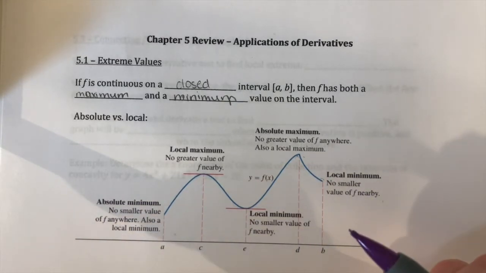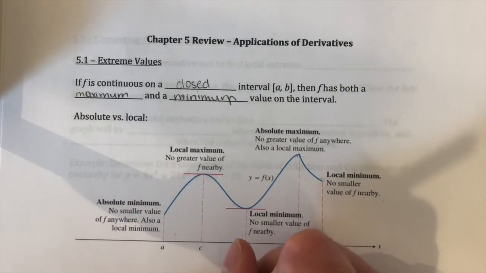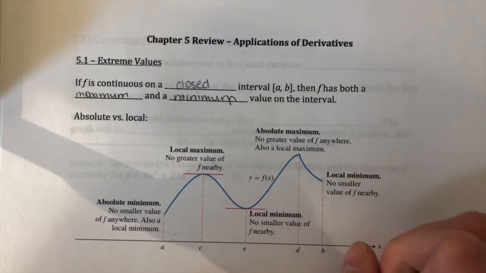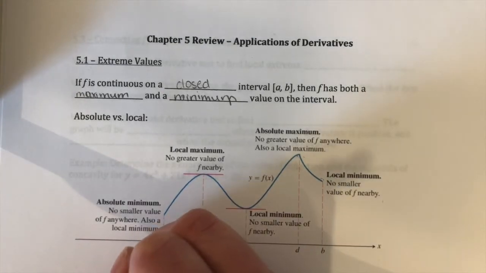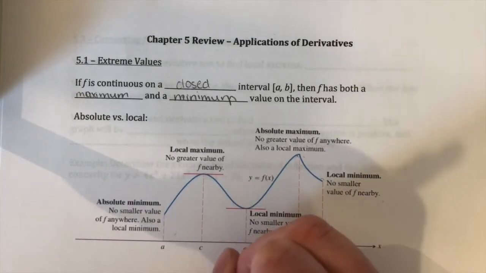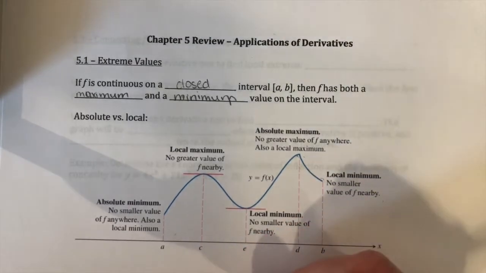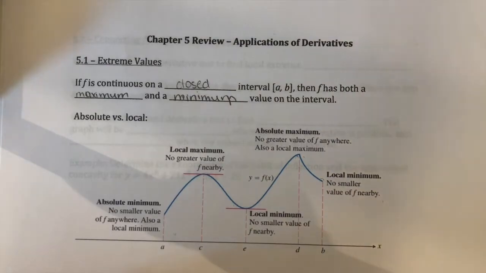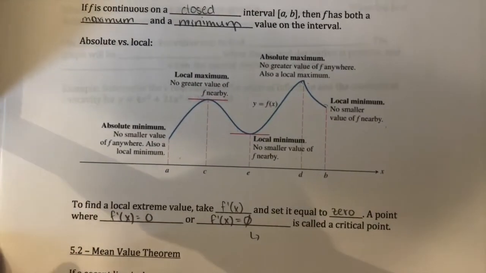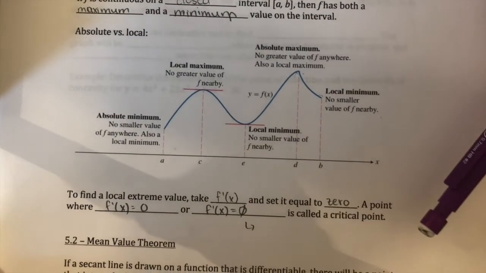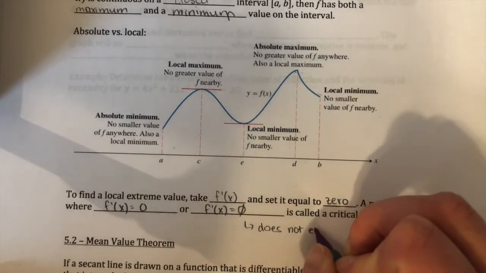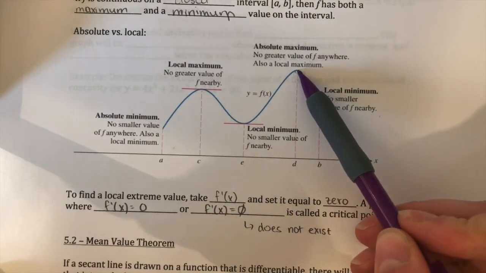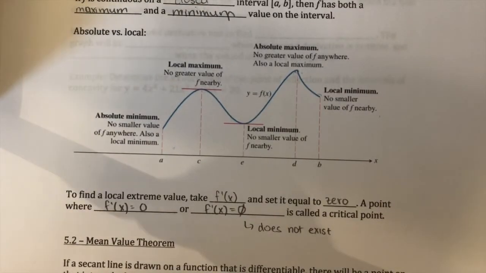Okay. Remember, to find a local extreme value, we're going to take the derivative and set it equal to 0. A point where the derivative equals 0 or the derivative doesn't exist. So remember that 0 with the line through it means does not exist. So this point, because it's a cusp, is a point where the derivative doesn't exist, but it is an absolute maximum in this case.